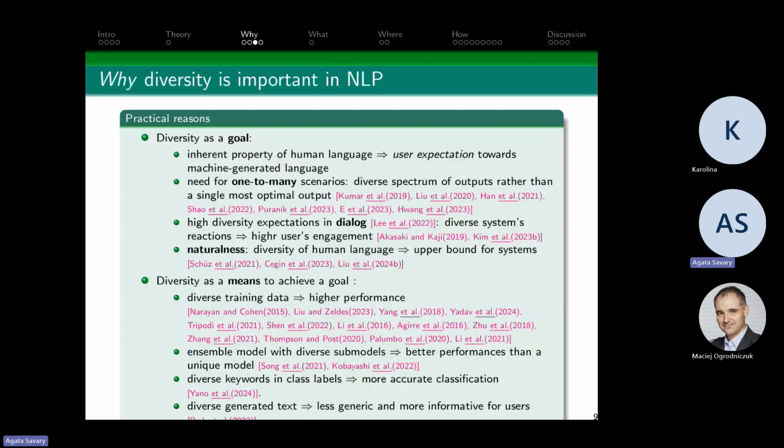Another example is, sorry, here's an error. This is the one I already told you. In dialogue systems, it shouldn't always be the same answer. And also we see that in evaluation of NLP models, more and more often models are compared to human performance, also for diversity. So implicitly, we consider that diversity in human language is an upper bound for what models can achieve, right?